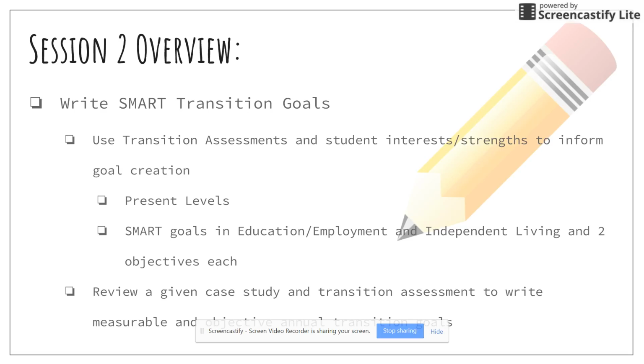This will also help you create present levels and the SMART goals in education or employment and independent living, along with their 2 objectives. Later, you will review a given case study and transition assessment to write measurable and objective annual transition goals.